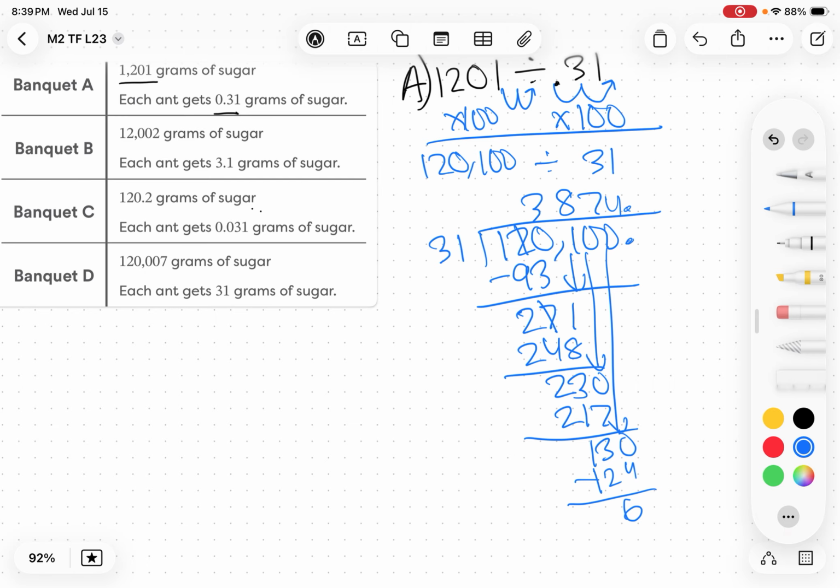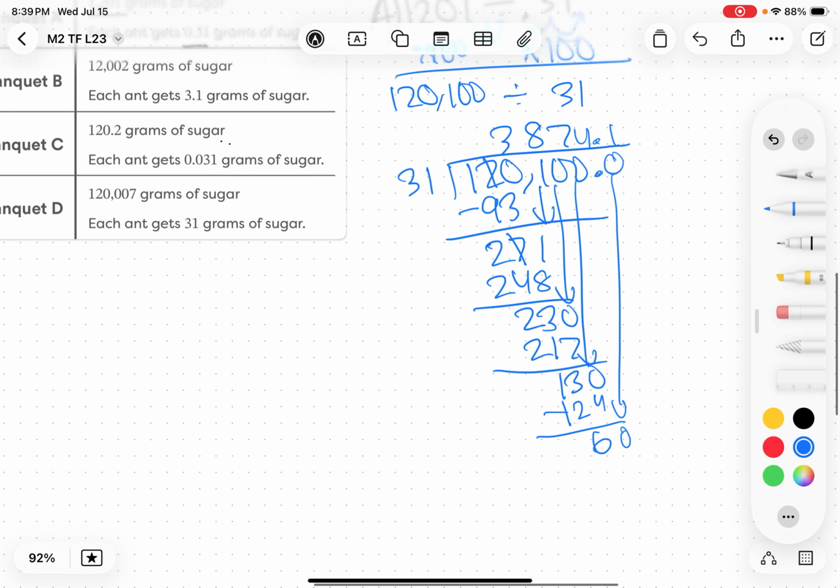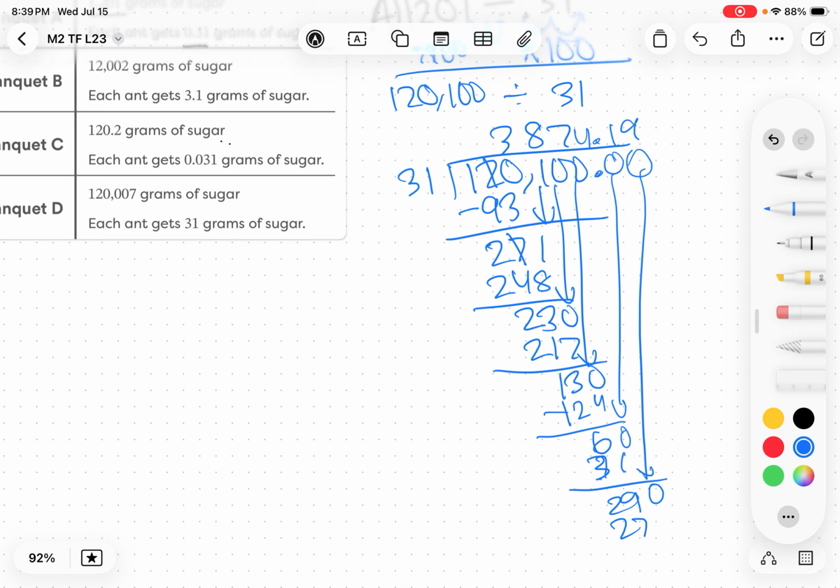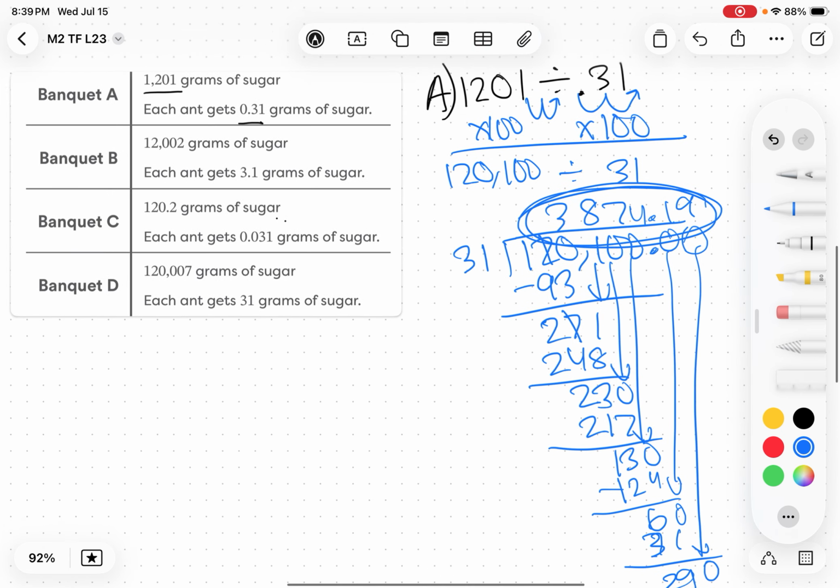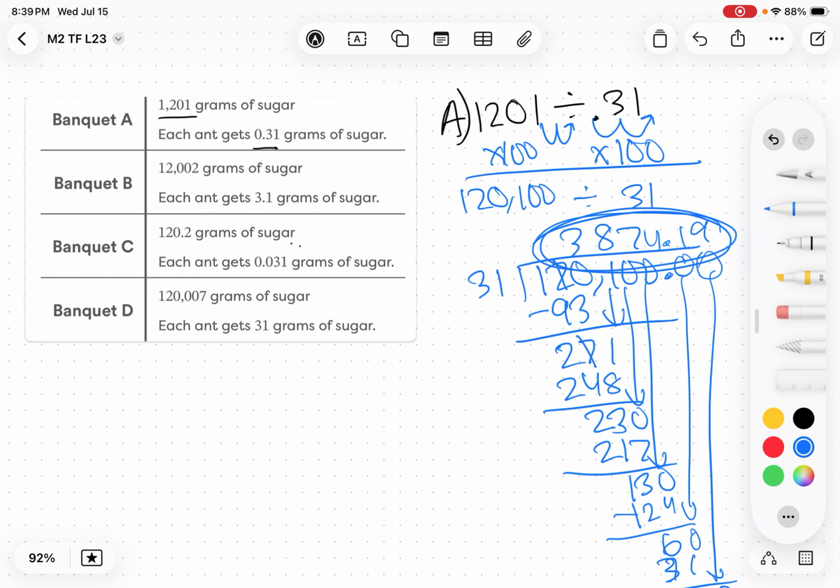There's nothing left to bring down, so I'm going to add a decimal and a 0 to keep going. 31 goes into 60 just that one time. 31, subtract, I have 29, and then it would go into 29 9 times, and that would be 279. And I'm going to stop right there. So for banquet A, that is the number of ants that would be served. So let's go to banquet B, and we'll go over here.